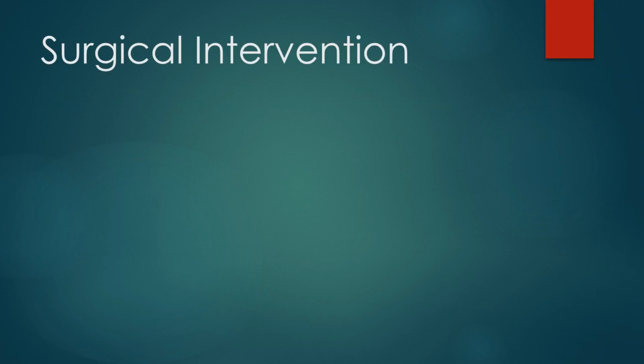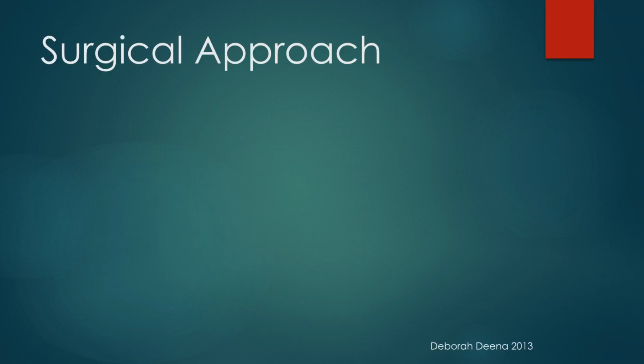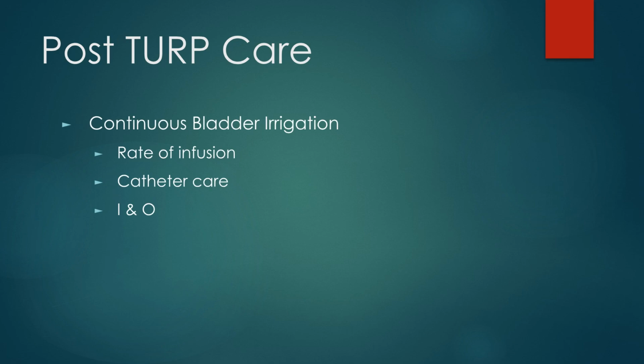Surgical interventions include various types of prostatectomy, such as radical, retropubic, perineal, and suprapubic prostatectomy, as well as radiation therapy. Different surgical approaches, like retropubic and suprapubic prostatectomy, have distinct illustrations, descriptions, and nursing implications regarding incision assessment and catheter management. Post-TURP care focuses on continuous bladder irrigation. This includes monitoring the rate of infusion, proper catheter care, and meticulous intake and output recording.